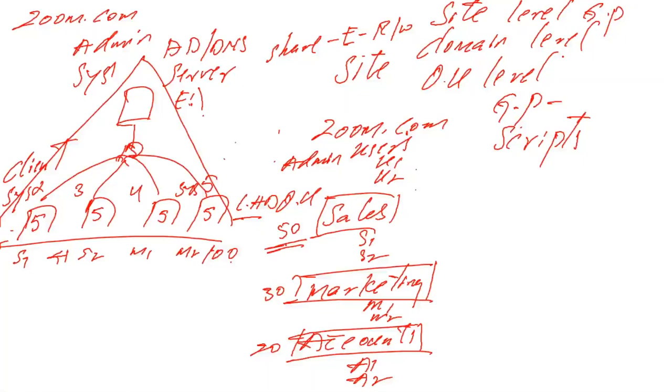Write all the usernames, all the user passwords, all the user details, and run the script. Run the scripts. And within 1 minute, all 10,000 user accounts are created.